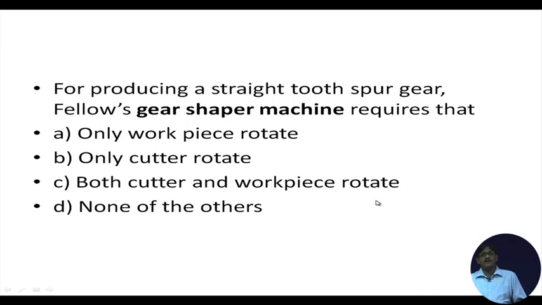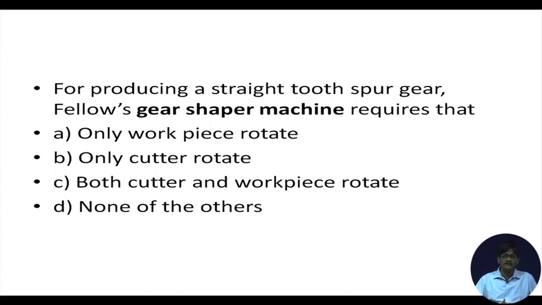For producing a straight tooth spur gear, Fellows gear shaper requires that only workpiece rotate, only cutter rotate, both cutter and workpiece rotate, none of the others. So, which one is correct?